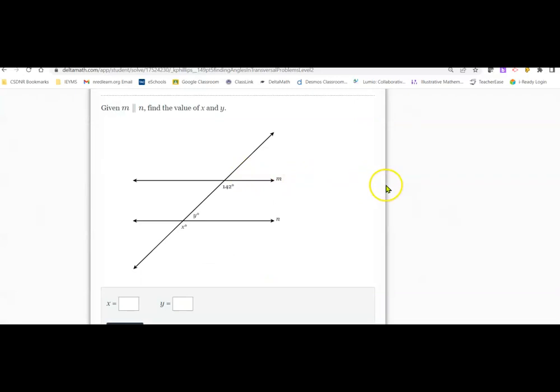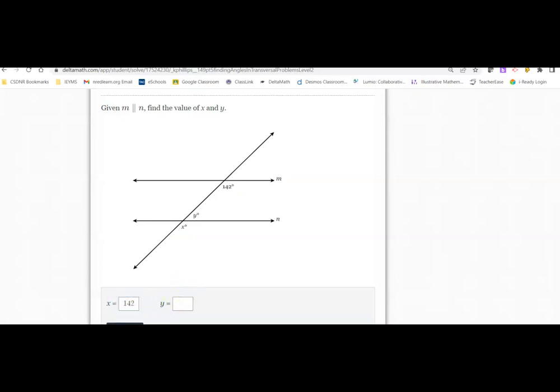Okay, last one. This one asks us to find two angles. So I was given 142, and I want to find x and y. Well, it looks like y is acute, but it looks like x is corresponding. X is corresponding. So they are the same size. So I can see here that this and this are the same size. So I'm going to mark that x is 142.